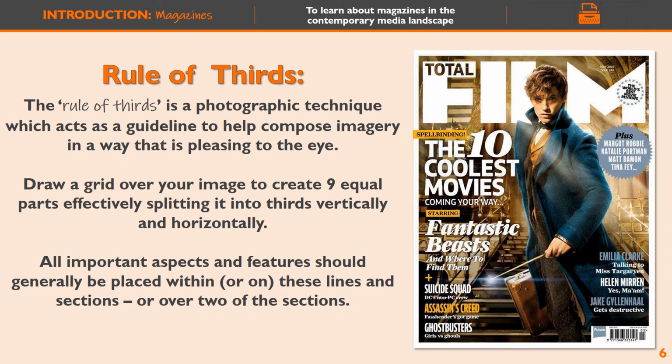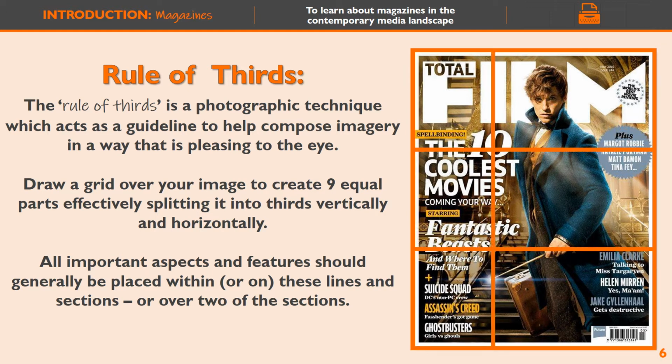The rule of thirds is a photographic technique to do with layout. It's how you can compose an image, especially on a magazine front cover, to make it seem appealing to the eye. If you split your front cover into 3 equal sections, or into thirds, horizontally and vertically, all of the important aspects or features should broadly fall within or on these lines.